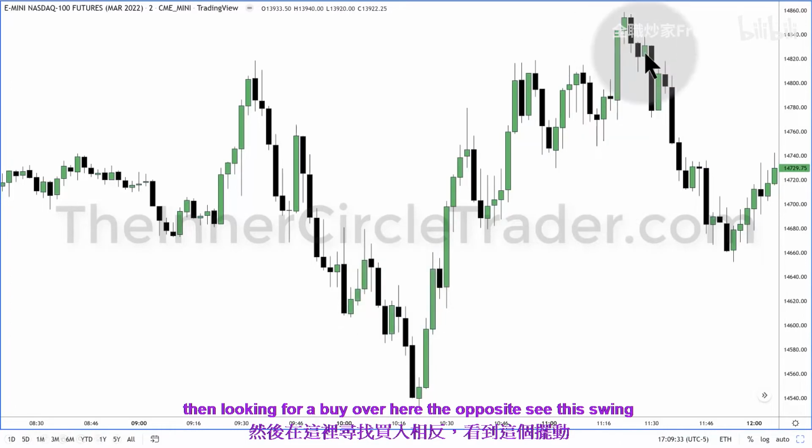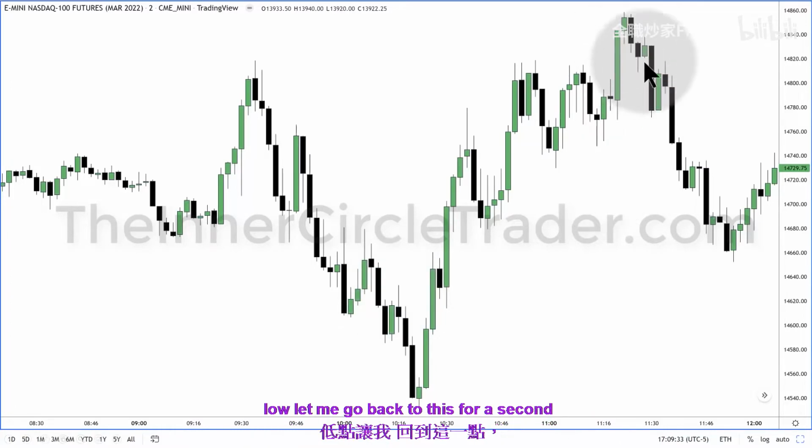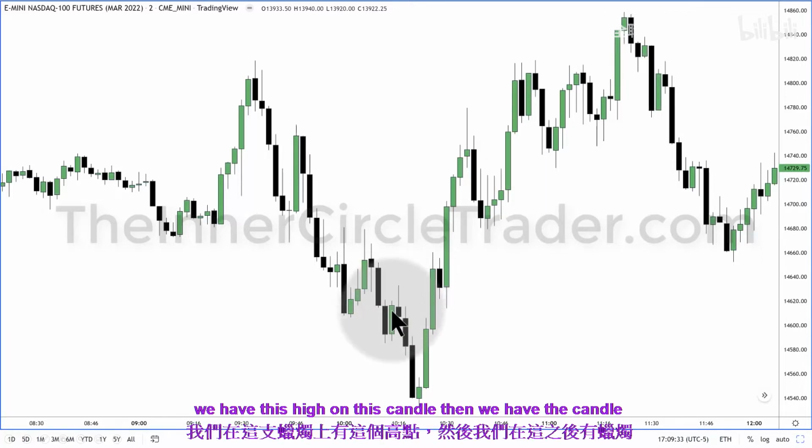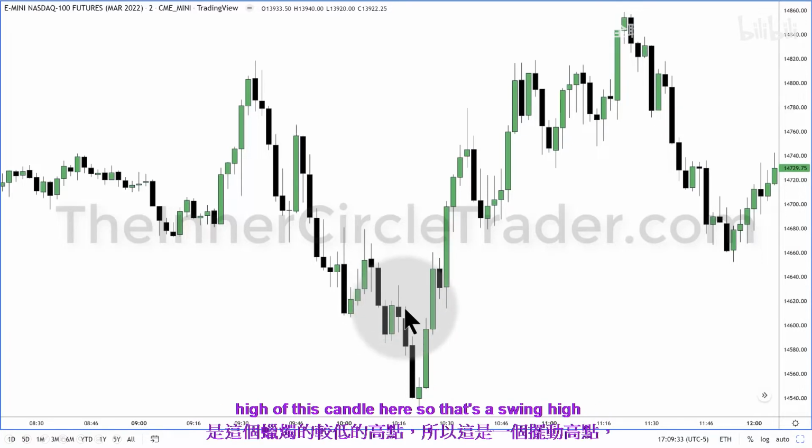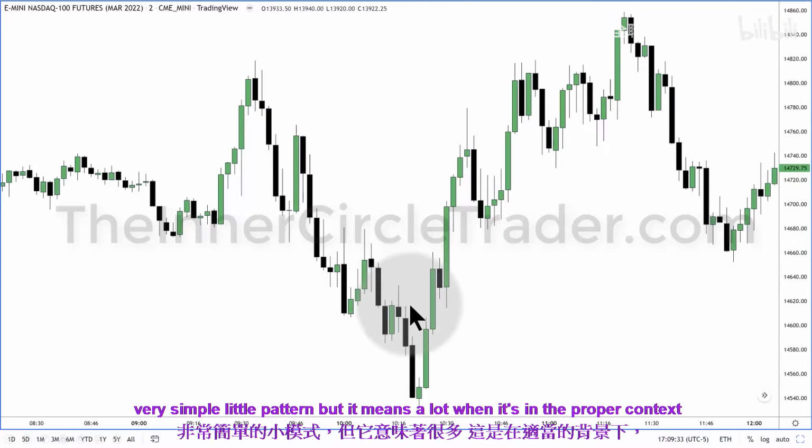Over here, the opposite. See this swing low? Let me go back to this for a second. We have this high on this candle. Then we have the candle right after that here, the highest one, and then the lower high of this candle here. So that's a swing high. Very simple little pattern, but it means a lot when it's in the proper context.